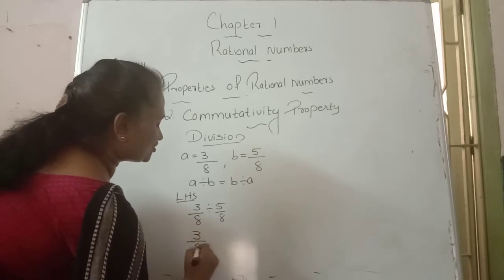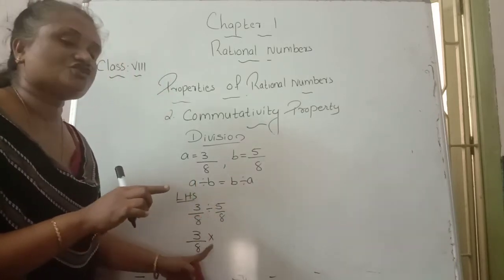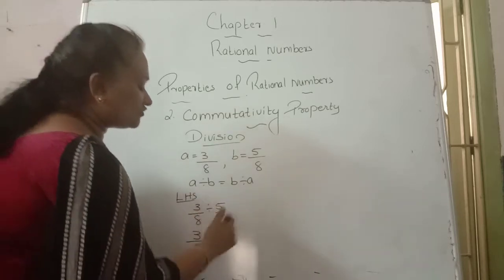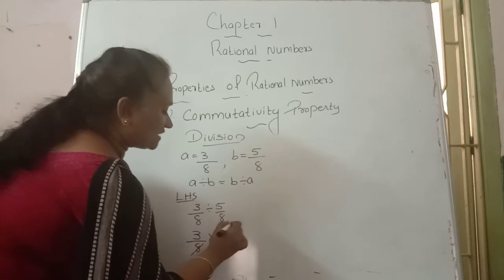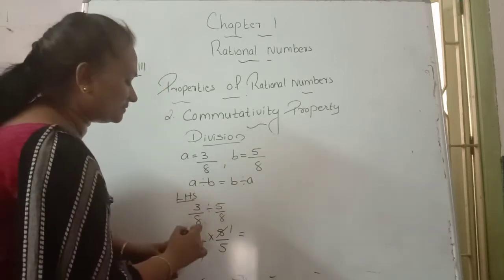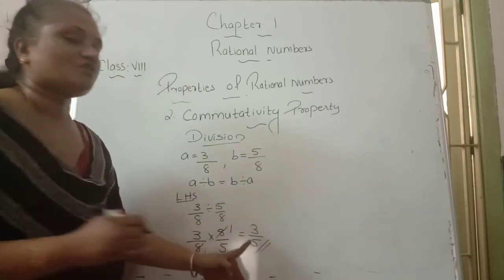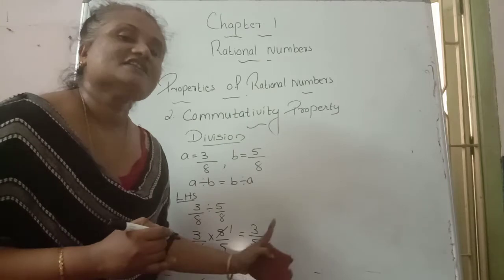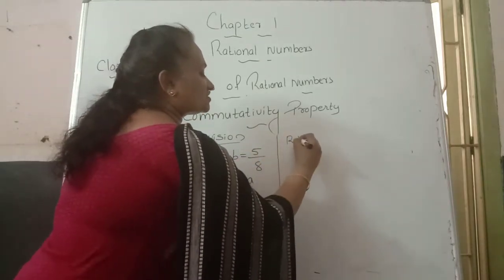So 3 by 8 into... the symbol also changes. The operation symbol division changes to multiplication. The reciprocal of 5 by 8 comes to be 8 by 5. 8 and 8 are the same number, cancellation gives 1. Then again cancellation is not possible. Multiply 3 into 1, that is 3. 1 into 5 becomes 5. So the LHS answer becomes 3 by 5.